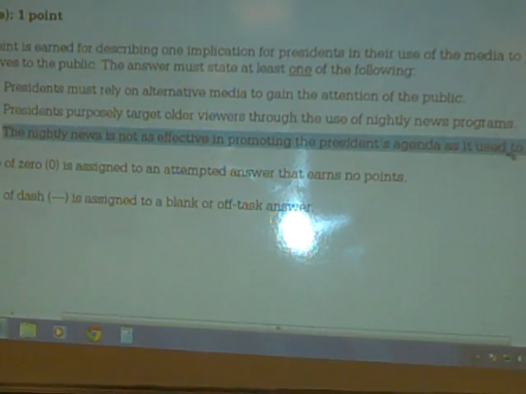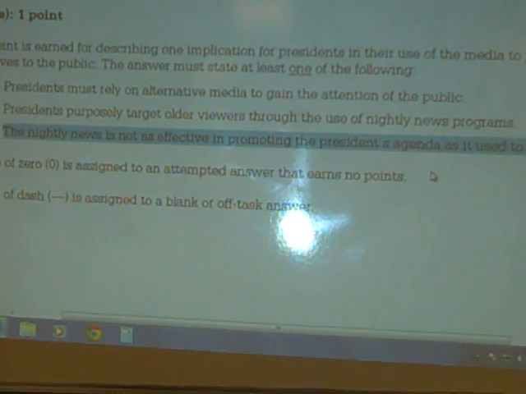That's such an obvious statement. Can it possibly get credit? The nightly news is not as effective as it used to be for promoting the president's agenda. I guess they took it because somebody wrote it.